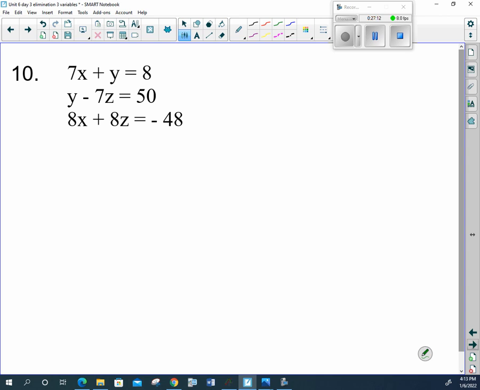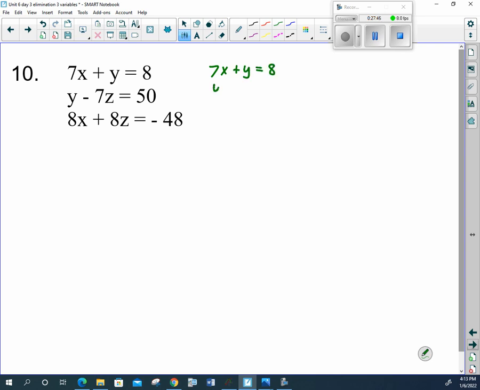Okay, so this one, I'm looking at it. Now I've got three different variables total, with each equation only having two variables in them. And I have three equations. So this one's doable. I do notice something interesting about the third equation. It's 8x plus 8z equals negative 48. I feel like since they're all divisible by 8, I'm going to go ahead and do that and make that a smaller number. Remember, I always like to keep my numbers small if I can. Just helps with my mental math.